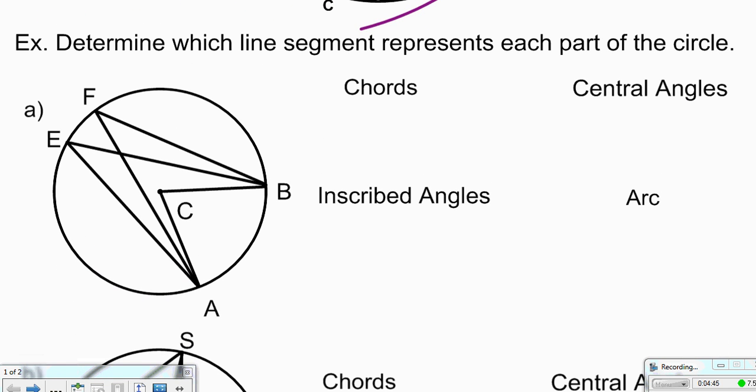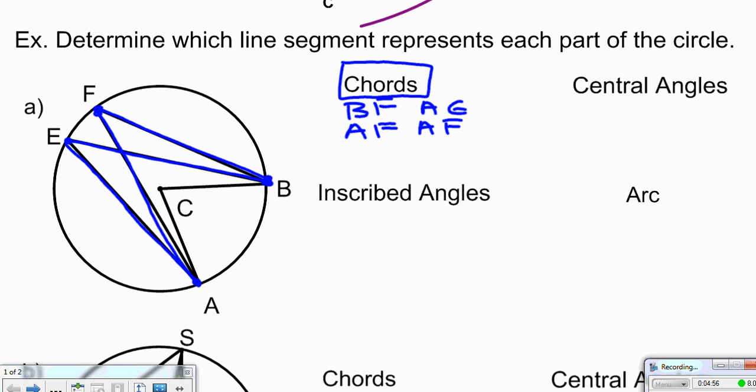Our first example says, determine which line segments represent each part of this circle. I would like you to try to do this on your own, freeze the video, and then double check your work with me afterwards. I'm going to do this in stages because if I leave too many things up at once, the colors are going to get confusing. So we have 4 chords going from B to F, from A to F, from A to E, and then, I wrote the same one twice, from B to E.